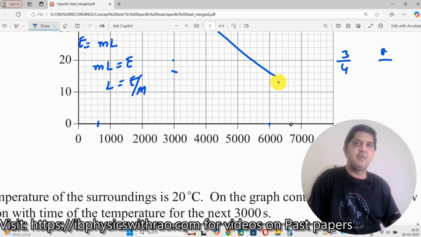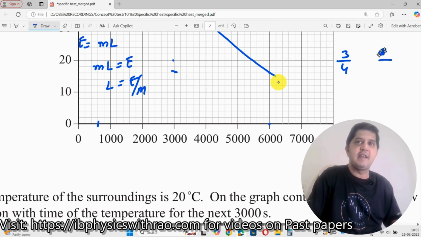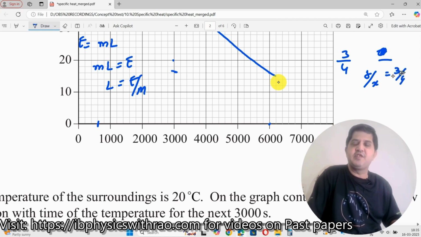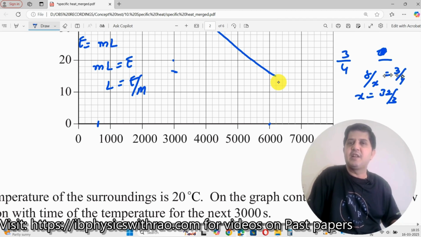So what will I write over here? If this is 8, how much can we write here? Let me take 8 by x is equal to 3 by 4. So x should be equal to 4 into 8, 32, divided by 3. So the value of x should be 32 by 3, so that you get the same answer.